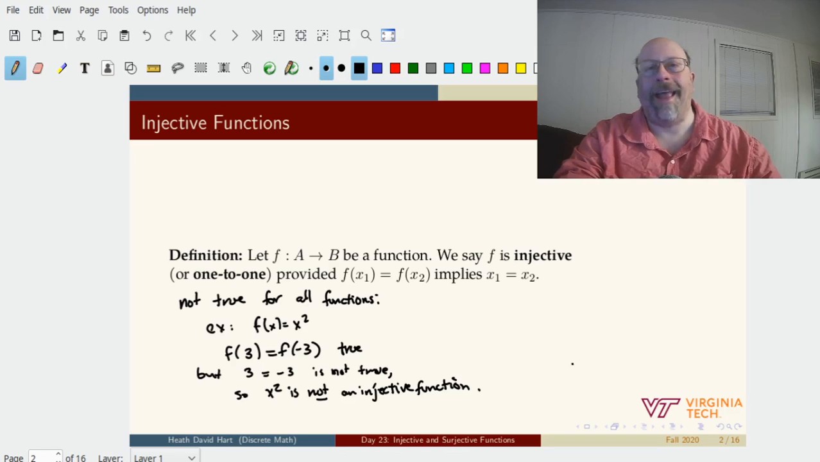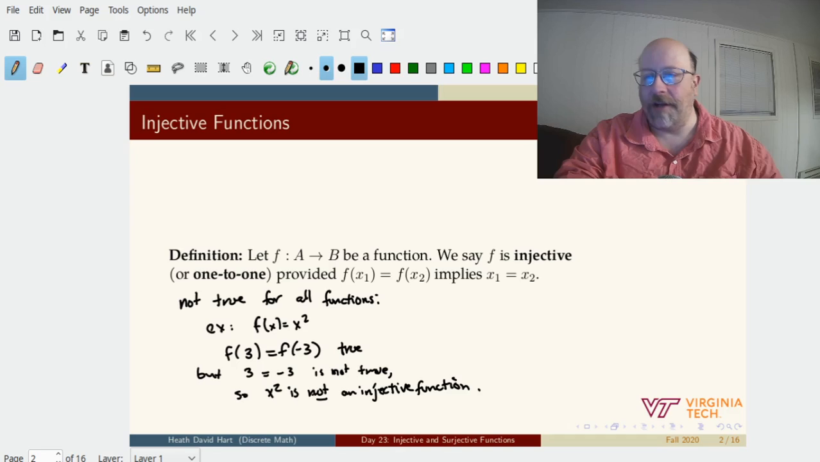We can't cancel the f's automatically. This has caused us problems throughout algebra when we have to take a square root on both sides and we have to remember the plus or minus sign in front of the square root. And if we forget that, we miss points and that sort of thing. It has to do with not being injective.